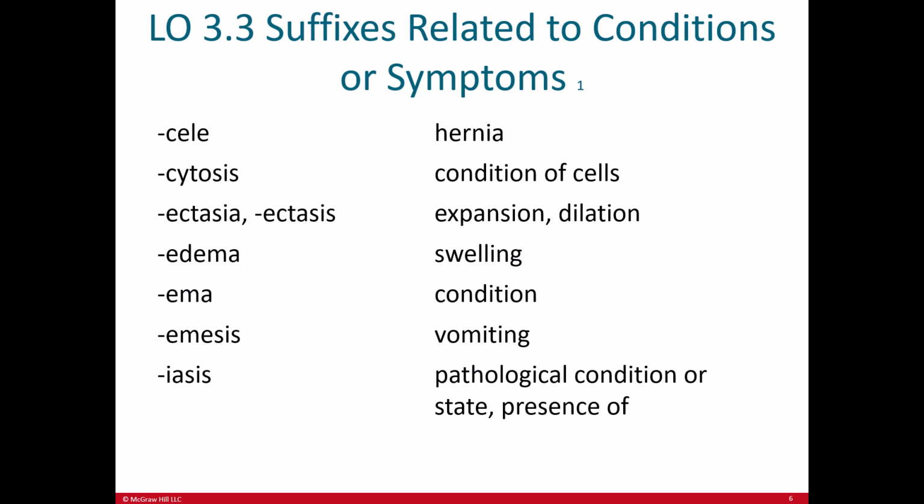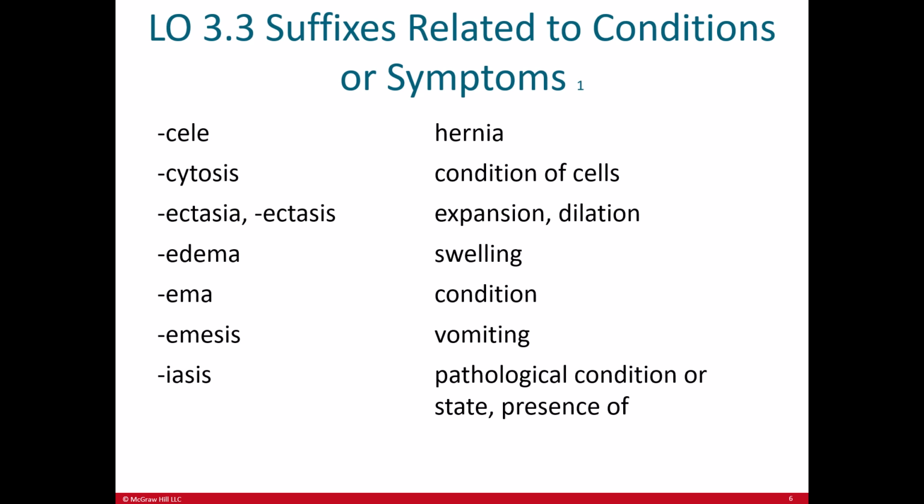Then cytosis. Cyto is the combining form for cell. So osis is usually an abnormal condition. Therefore, cytosis is a condition of the cells. Then we have ectasia or ecstasis. Those are expansion or dilation. We'll use that a lot for dilation.